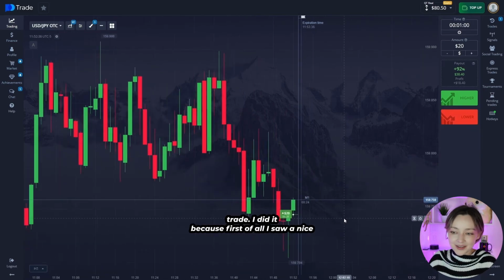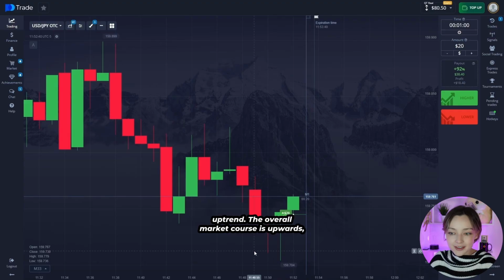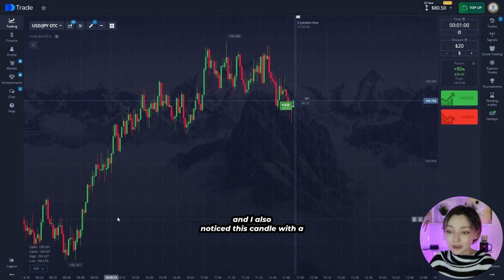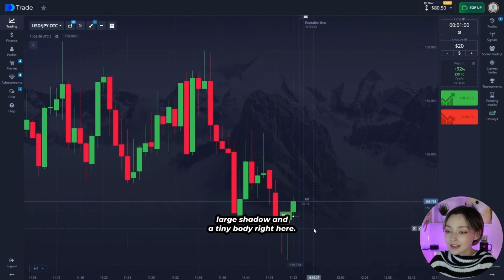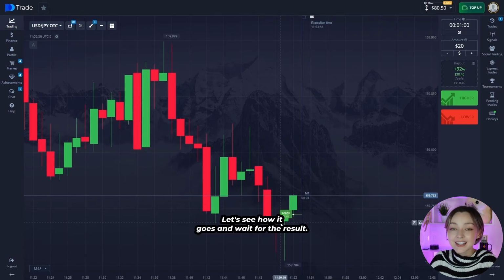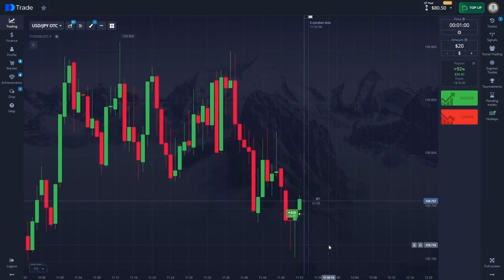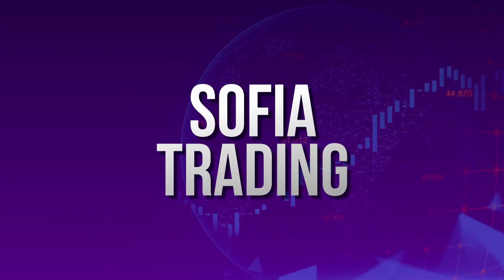Now let me explain the trade. I did it because first of all, I saw a nice uptrend. The overall market course is upwards. And I also noticed this candle with a large shadow and a tiny body right here. Let's see how it goes and wait for the result. And our trade successfully closed in a profit.